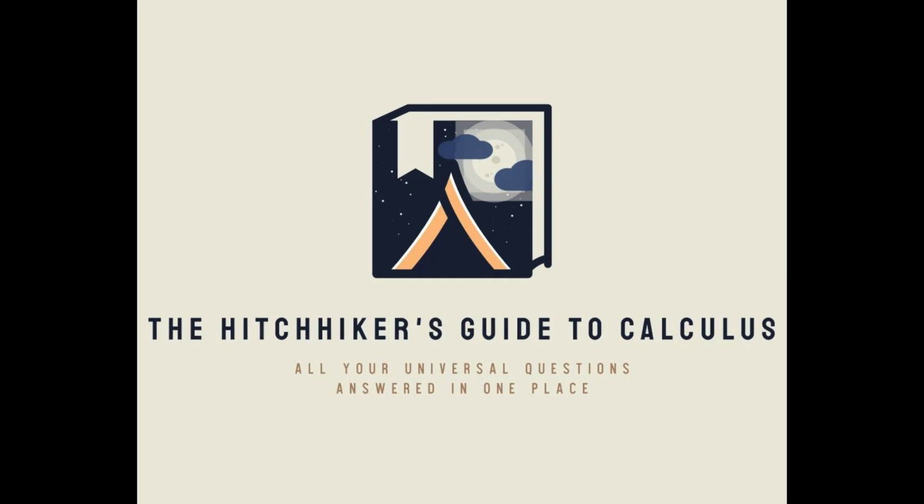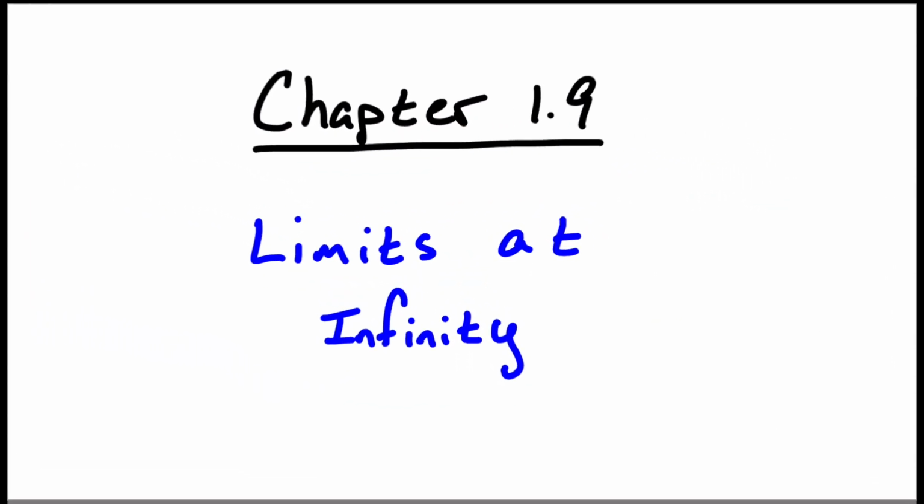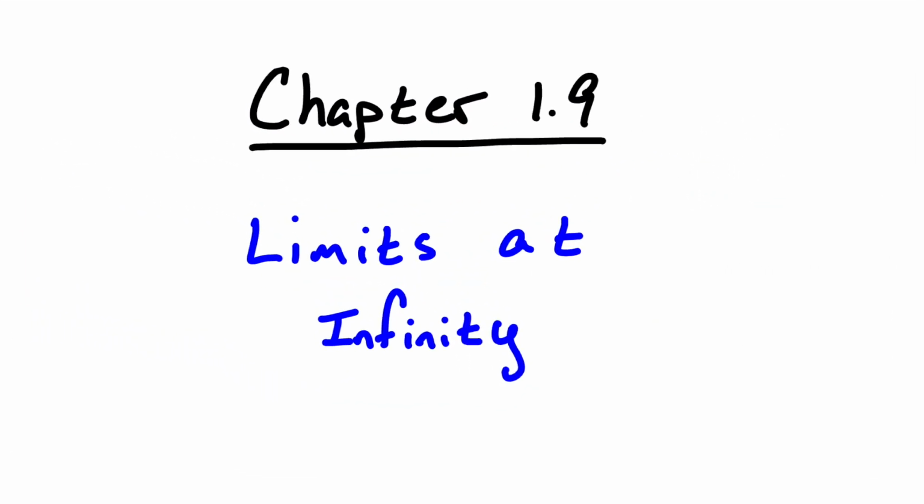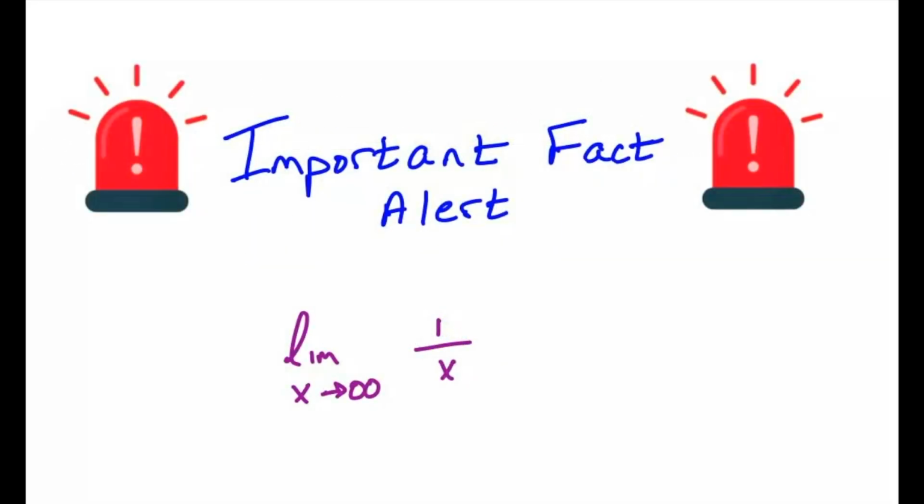My name's Kevin, and I'll be your guide to Chapter 1.9, Limits at Infinity. Before we get started, there's an important fact here that we all have to agree on that's going to make everything else easier going forward. We have to agree on what this limit, as x approaches infinity, of 1 over x has to be.